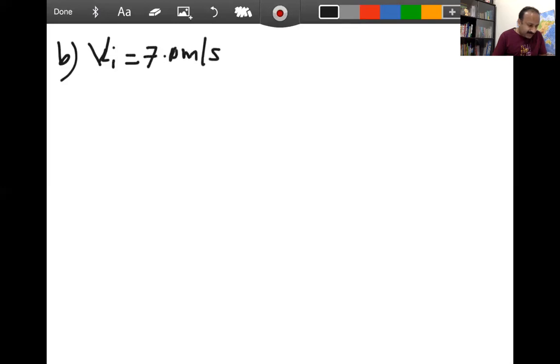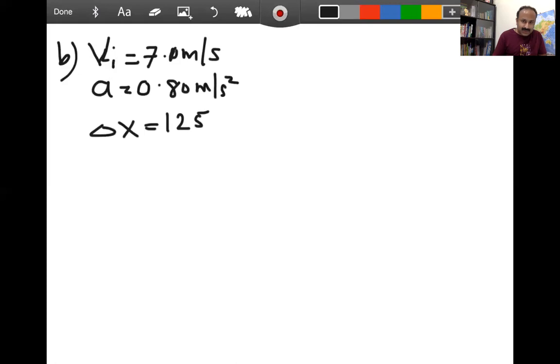So in B, VI is the same. The car starts with what velocity? VI is equal to 7 meters per second. Acceleration is also the same, there's no change. A is equal to 0.80 meter per second squared. And instead of 245, now in part B, the delta x is going to be 125 meters.